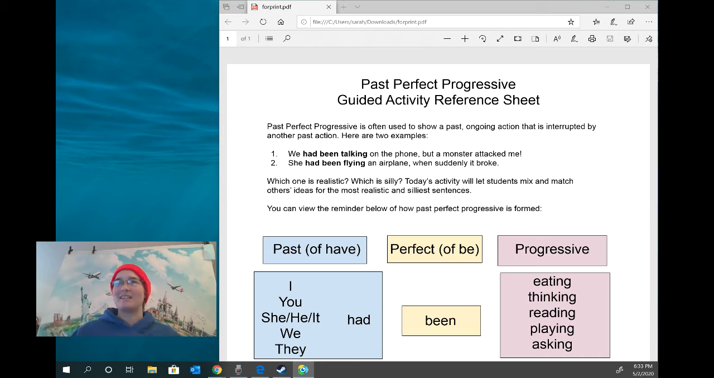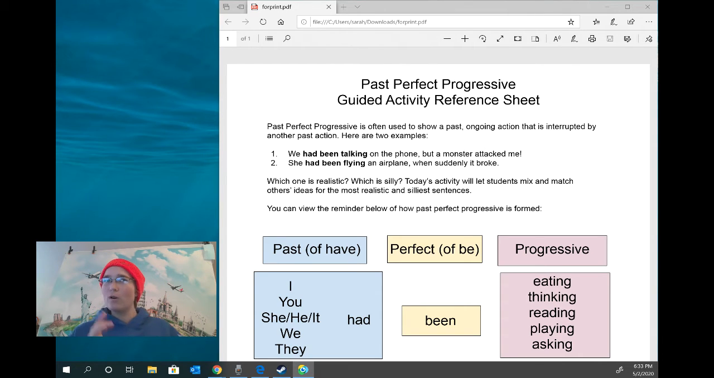And then it's progressive. Can you guys read or come up with some examples of the progressive? Yes, just like the paper says, eating. Dreaming, that's one I didn't think of. Very nice. So when we look at these 2 examples that we've had you read, they follow that same formula. Had been progressive.